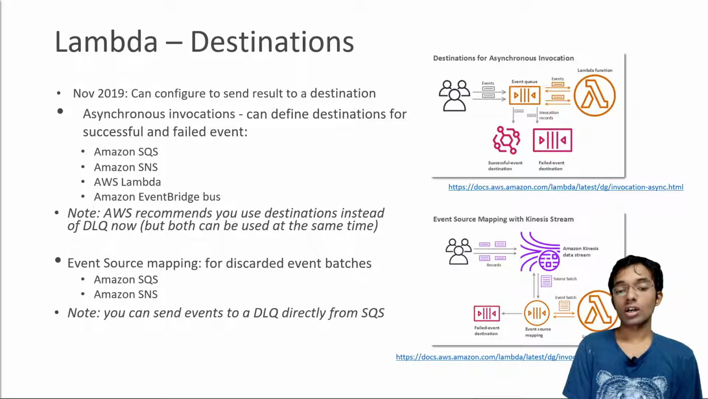Here to note though is that in case we are processing stuff from an SQS queue, we can also create a dead letter queue directly from SQS as an alternative. So again, as a solutions architect, there's not only one way of doing things. It's up to you to choose the best way for your requirements, and to understand what your requirements are in the first place.